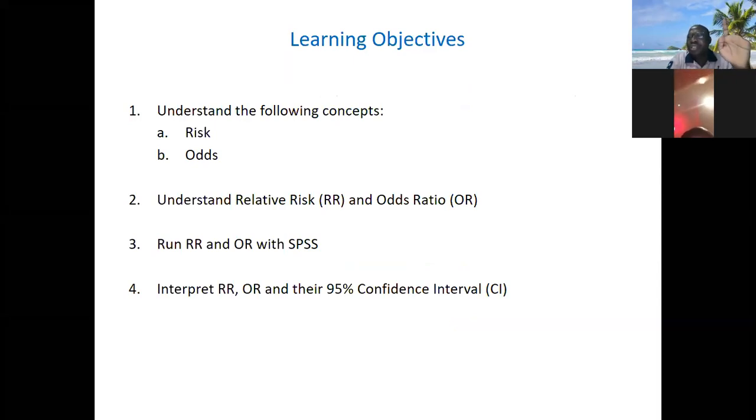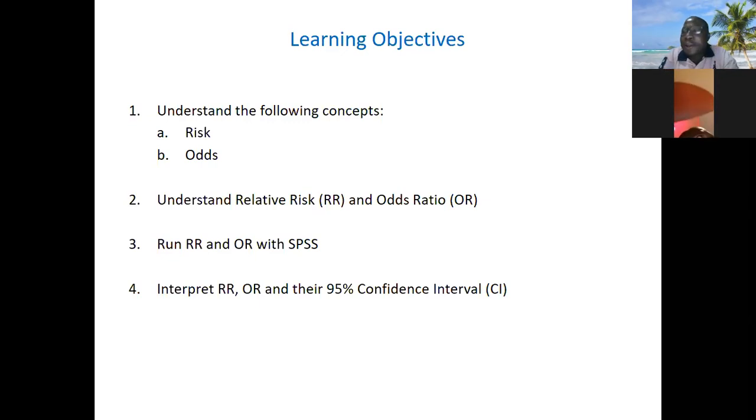Hazard ratio is in the same category, but it is better not mentioned in this lecture. We would only make mention of hazard ratio and explain it in survival analysis. So trying to explain hazard ratio here may not go well. But the two commonest measures that we're discussing are relative risk and odds ratio.